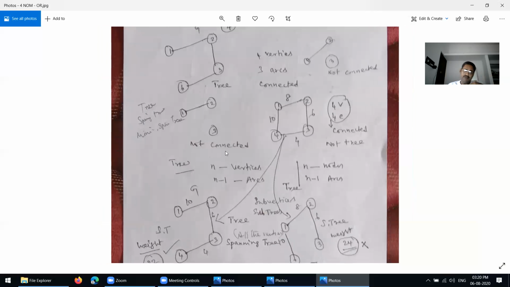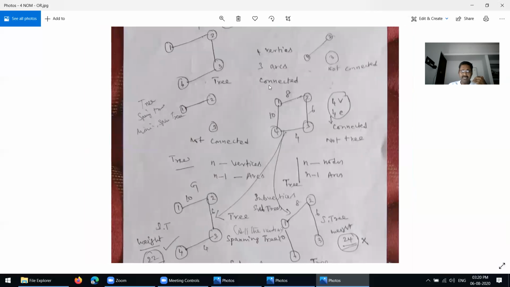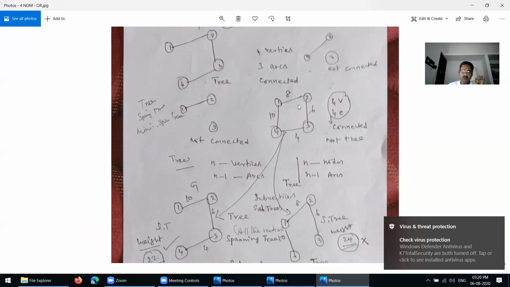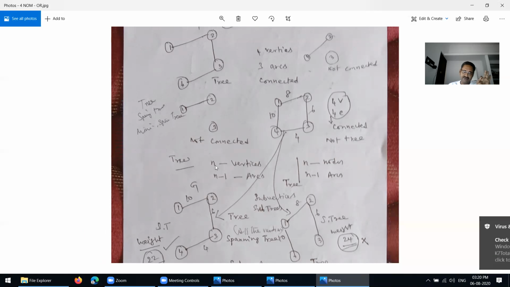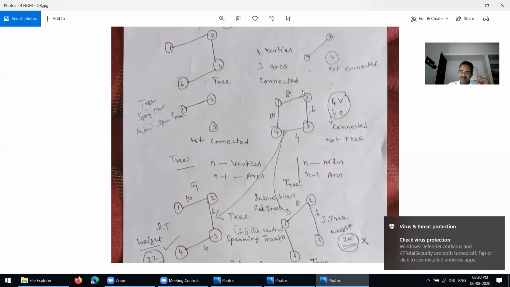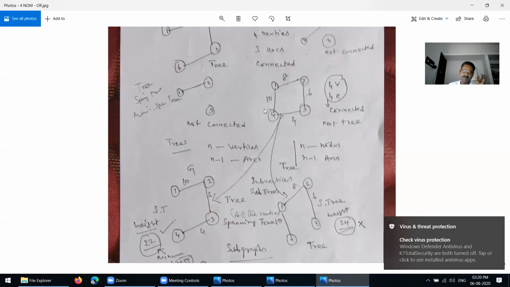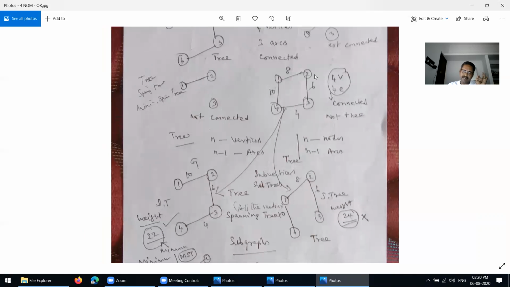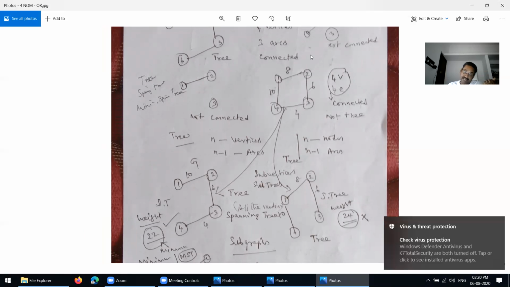So this one, I will repeat once again. This one is a connected graph, but it is not a tree. A tree means we have the condition n vertices and n minus 1 arcs. Here, see here, 4 vertices and 4 arcs. So it is not a tree. Connected, but not a tree. But the connected graph has many subsets that are trees.